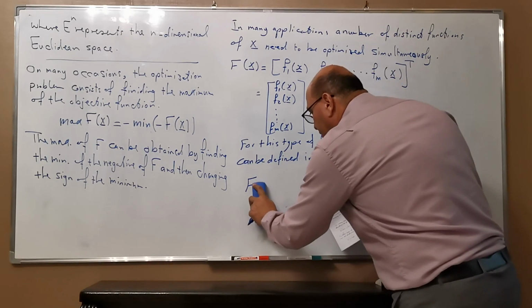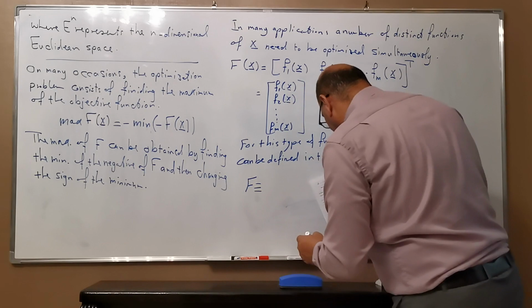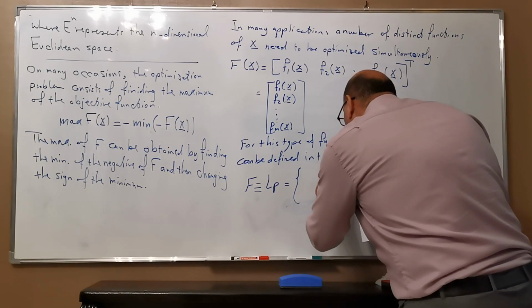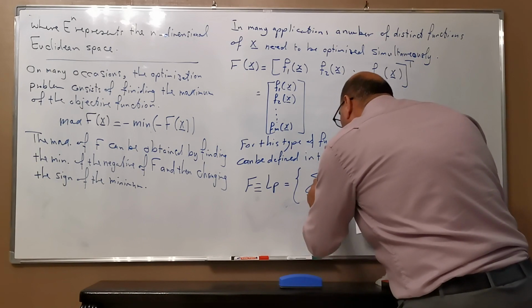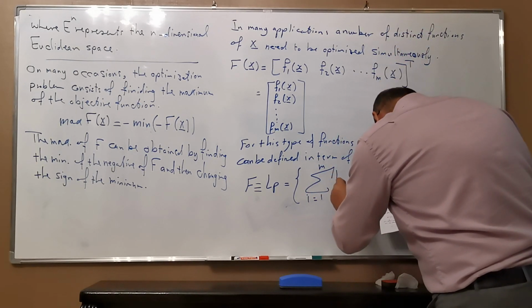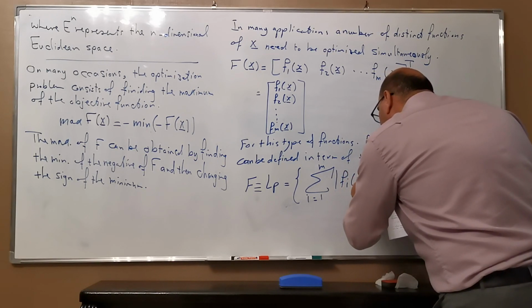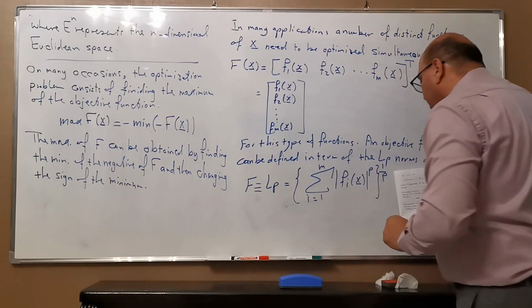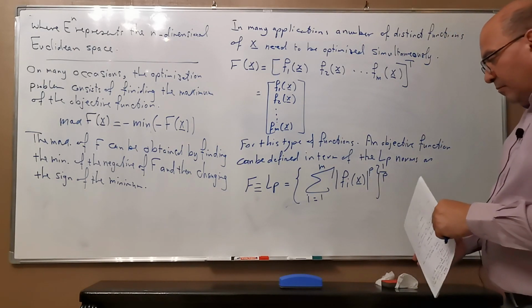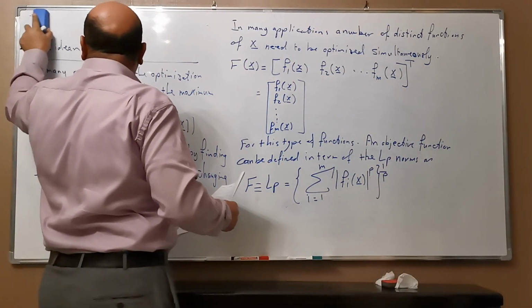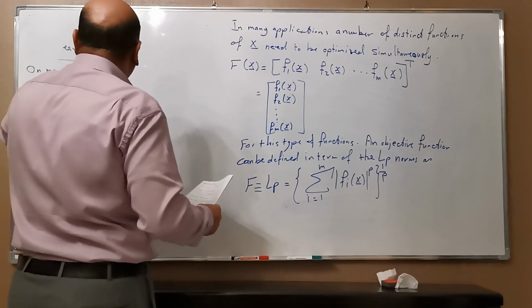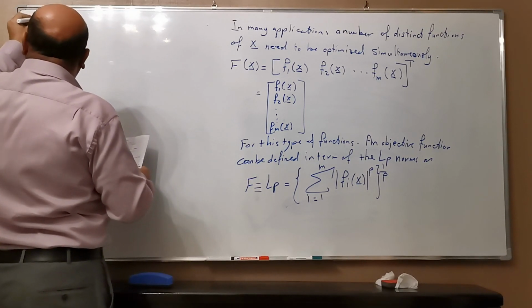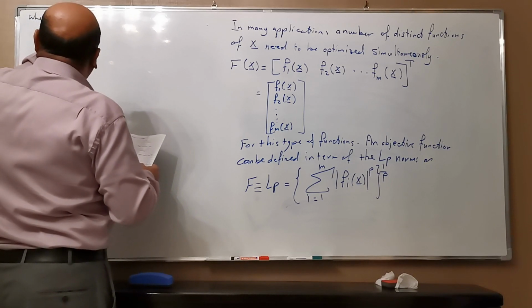This is a definition: f is equal to L_p, which is equal to the summation from i equals 1 up to m of the magnitude of f sub i of x to the power p, and everything after the summation is to the power 1 over p. So this is what we call the Lp norm, where p is an integer.